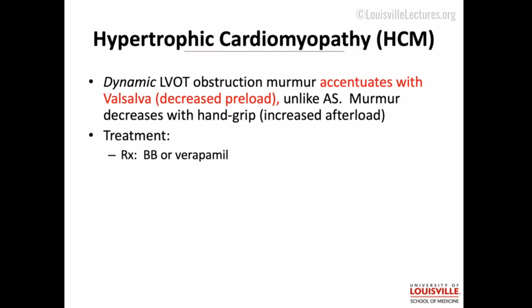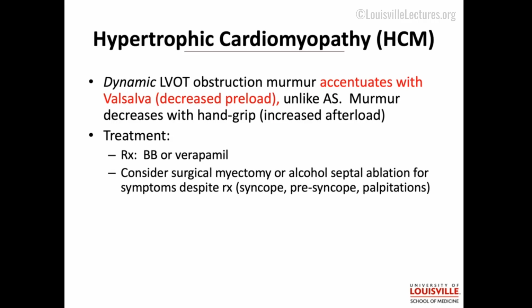Well, usually with beta blockers or verapamil is a treatment of choice, something you don't often see in clinical practice but relevant here. For people who have symptoms despite therapy, and those symptoms could be syncope, presyncope, or palpitations, there are options such as surgical myectomy, cutting that septum, or alcohol septal ablation. High-risk features get an ICD to prevent that arrhythmic death.